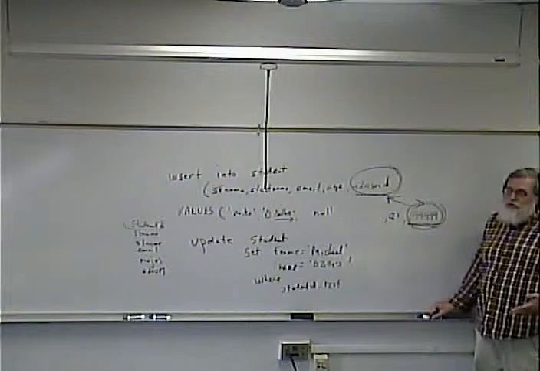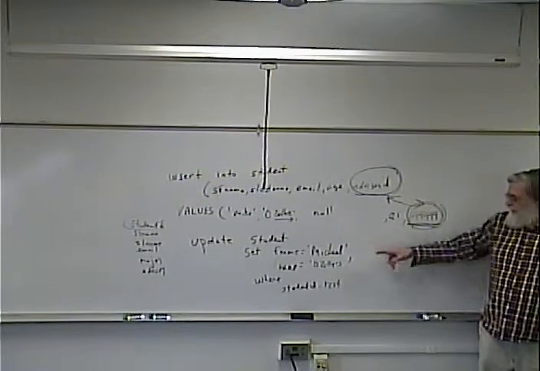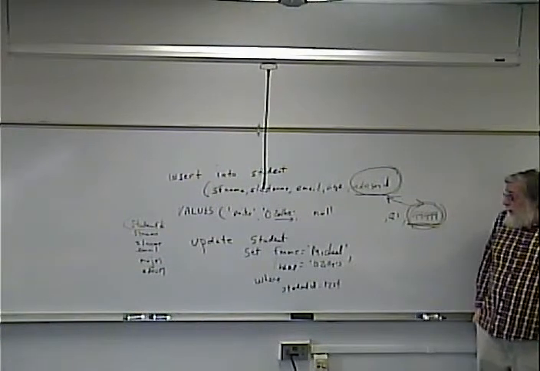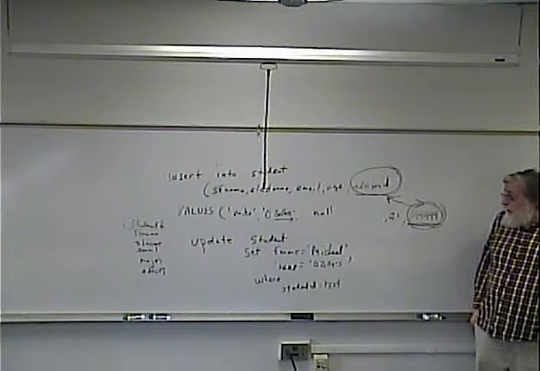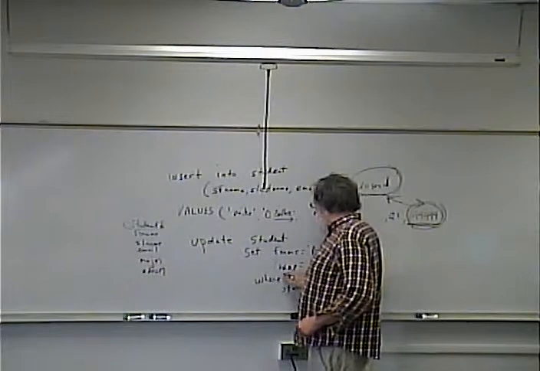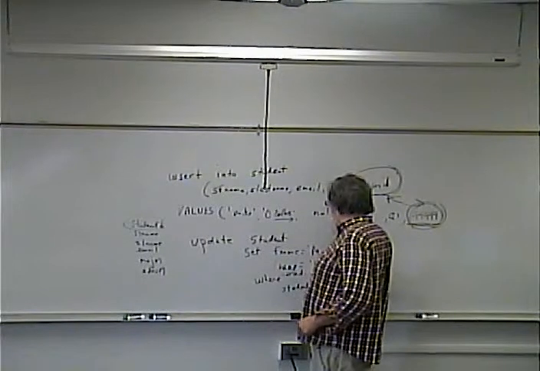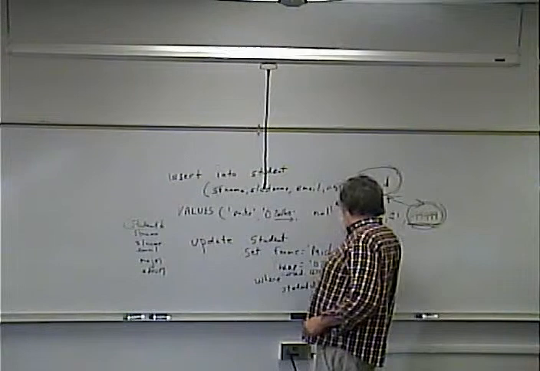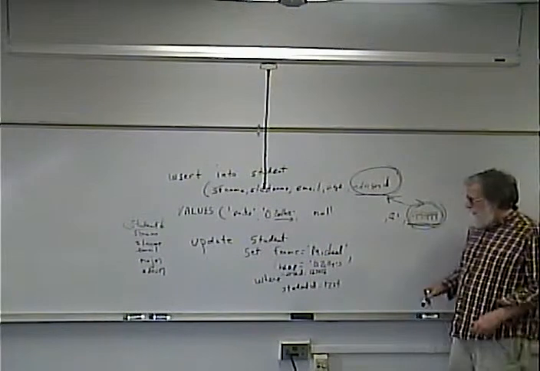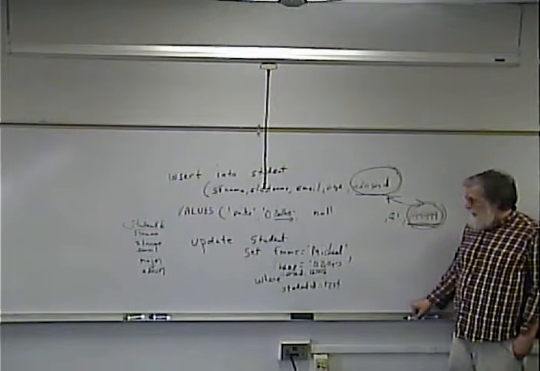What could go wrong with an update? Some of the same things that could go wrong with an insert could go wrong with an update. If I had bad data, some of those obvious ones. If I was also changing the advisor ID, and I changed it to something that didn't exist in the database, that's the same problem as if I tried to insert it and it didn't exist.